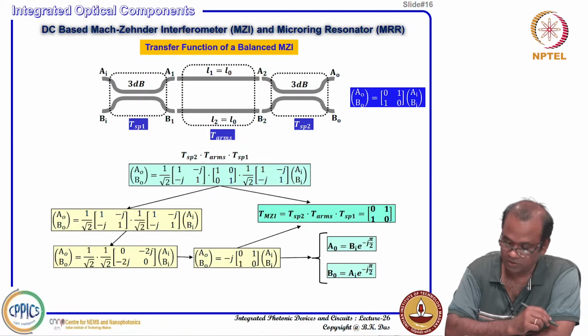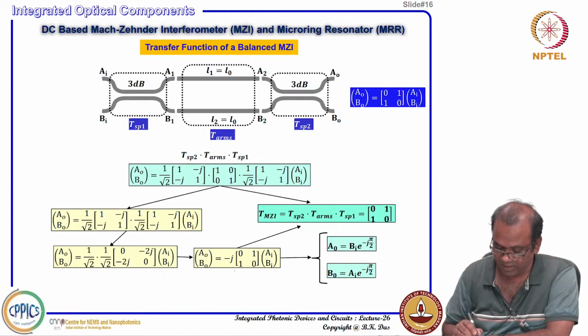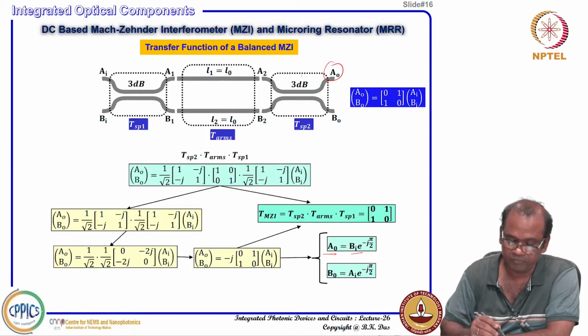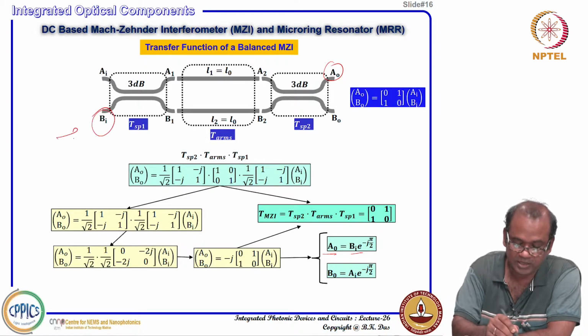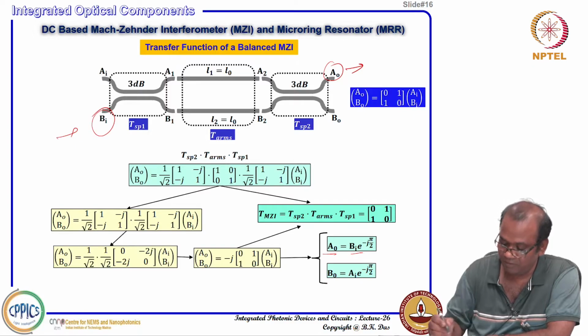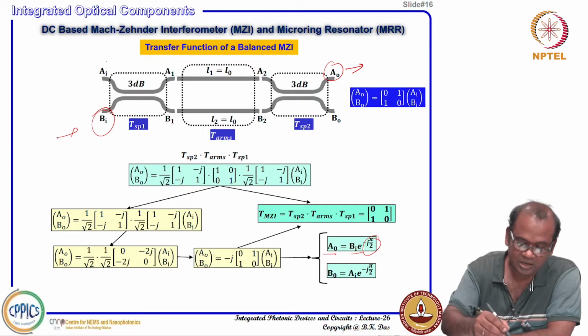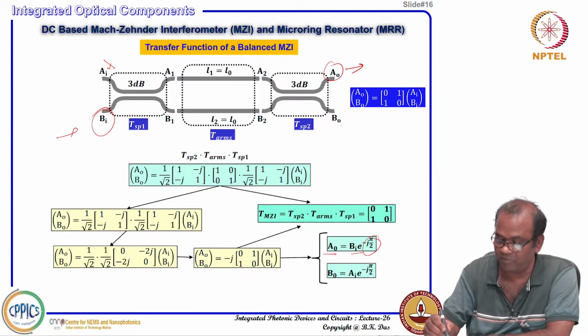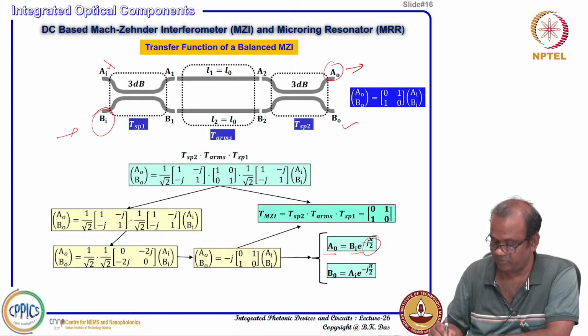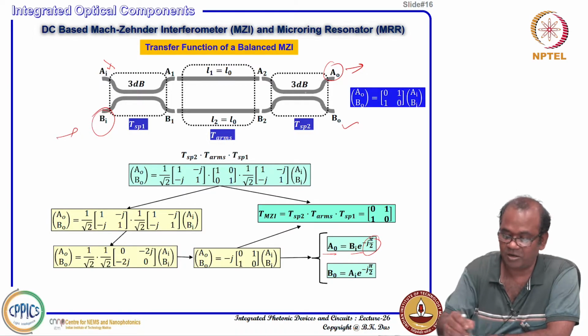So far so good. That is very useful. Here one more interesting thing to see: A naught equals 0, 1 multiplied by B I input, with a pi by 2 phase. That means whatever you are launching here, the entire thing will appear at A naught, but along with a pi by 2 phase shift. Similarly, if I launch here, the entire thing will come here with a phase shift of minus j by pi 2. So, they will be crossing each other.